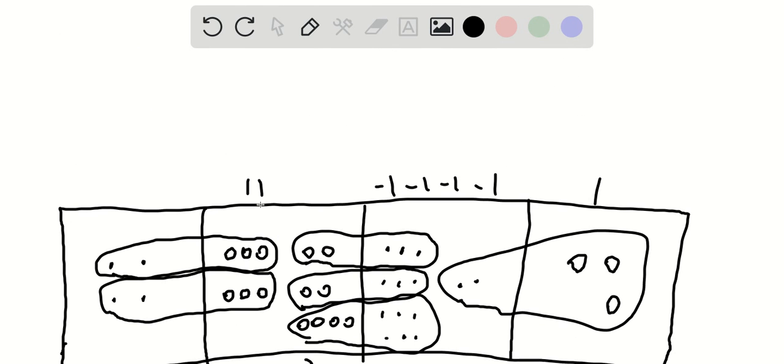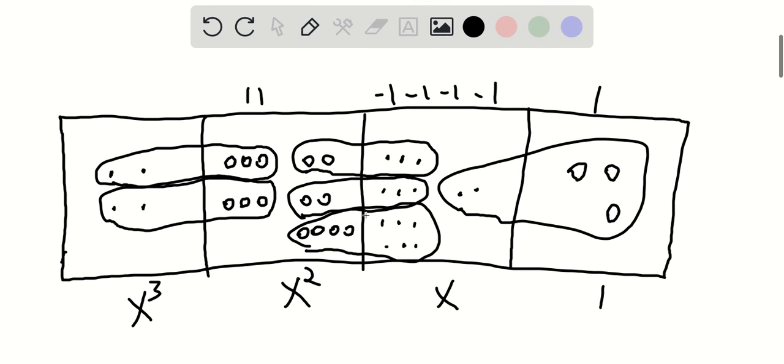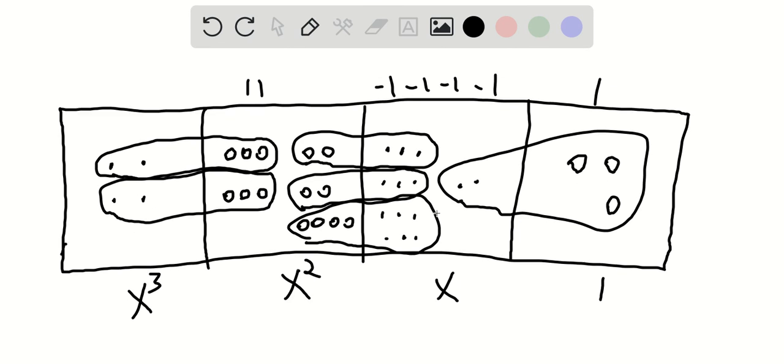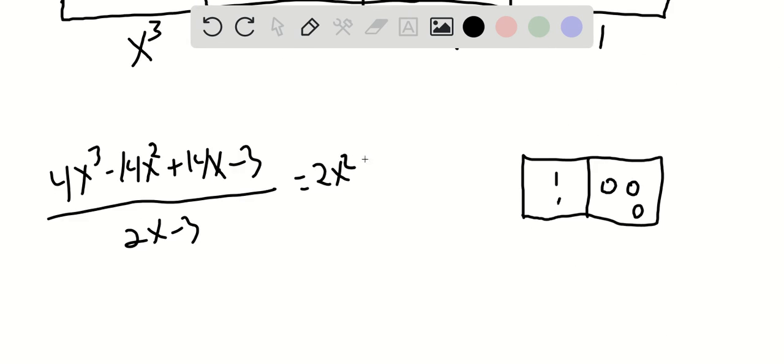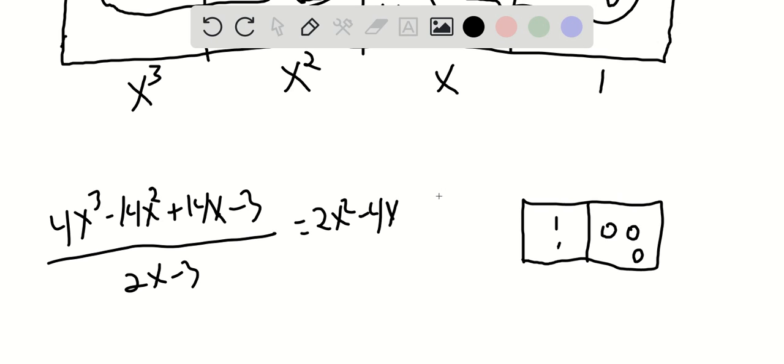we have 2 groups at the x squared level. So we have 2x squared, and then we have 4 anti versions at the x level. So therefore, we have minus 4x. And then we have the one group at the ones level, so we have plus 1. So there it is, 4x cubed minus 14x squared plus 14x minus 3, all divided by 2x minus 3, must be equal to 2x squared minus 4x plus 1. Cool.